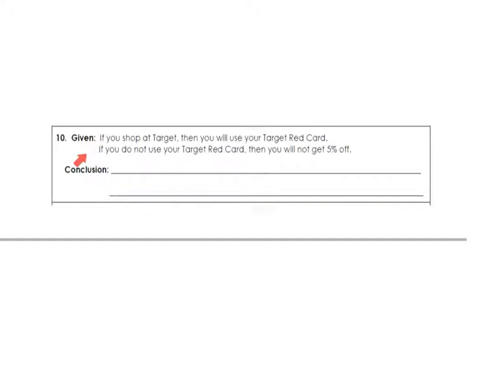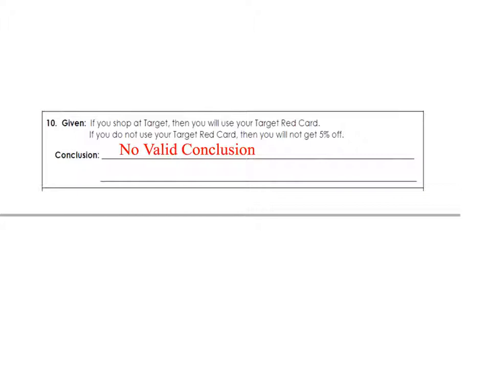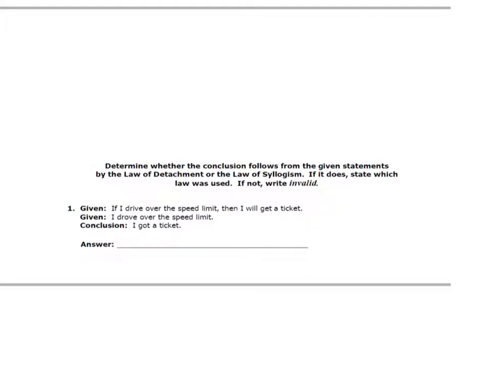You try this one. See if there's a conclusion and write it. If you don't think there's a valid conclusion, write no valid conclusion. Hit pause and work on this one, and I will reveal the answer. No valid conclusion. Okay, so we learned two laws, law of syllogism and law of detachment.